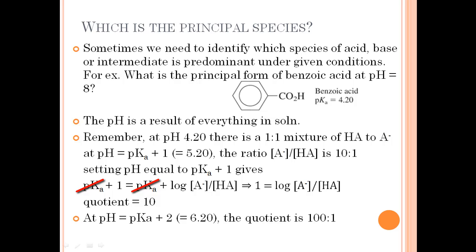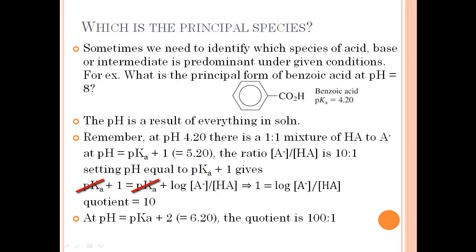If you solve for that by raising 10 to the power on each side of the equation, you'll see that you get 10. So the ratio is 10 to 1. So think about it. If you did it for pKa plus 1, what would be pKa plus 2? The ratio would be 100 to 1. And that would be, of course, a pH of 6.20.